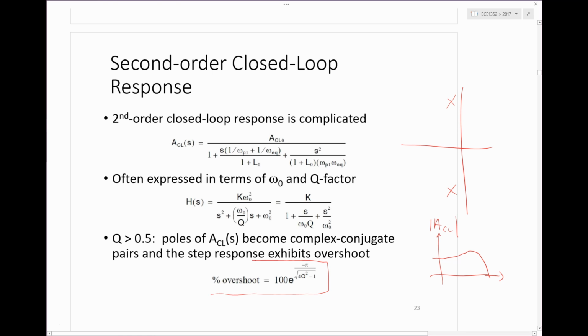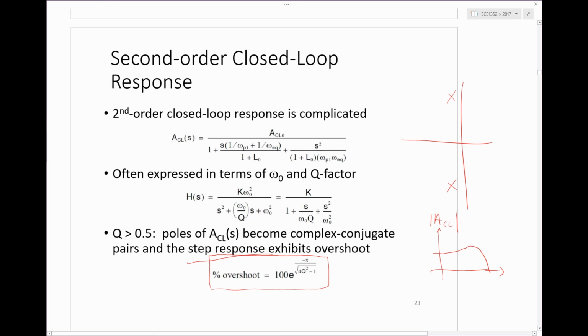Moreover, the transient step response for a closed loop amplifier with poles like this, let's call it the step response of the closed loop amplifier as a function of time, can look like this. That's also something we often really need to avoid. So this boxed expression over here just tells you how much overshoot you get for a given Q factor in these complex conjugate poles.